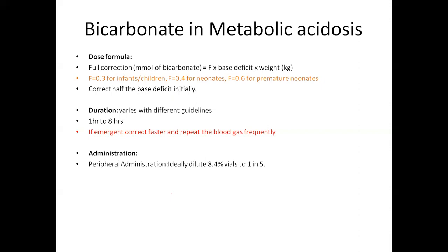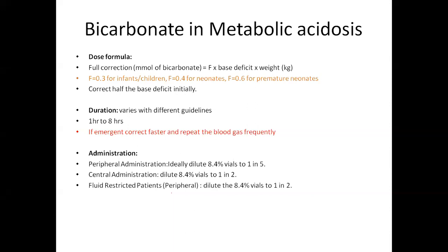For administration, if you are giving it through a peripheral line, you need to dilute it 5 times. The minimum dilution for peripheral administration of bicarb is 5 times, because it is hyperosmolar and it can cause thrombophlebitis easily. In a central line, you can give a 1:2 dilution. That is not what we routinely follow, but 1:2 dilution is mainly for central line. In a peripheral line, you need to administer a 5 times dilution.